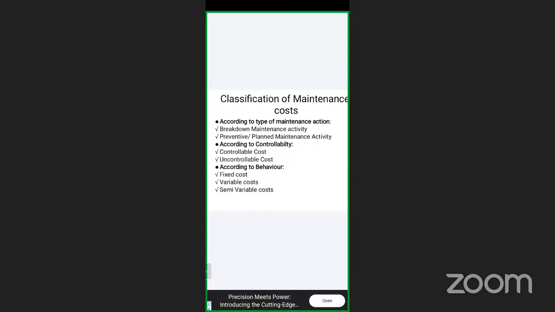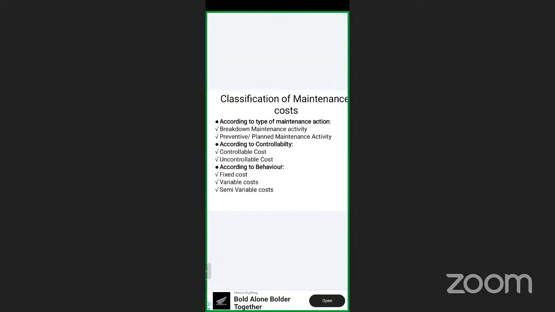Based on controllability, there are some costs which are in our control. We can control it, we can avoid it. There are some costs which are uncontrollable. We don't know the reason. Suddenly some breakdown has happened and we really can't avoid it, or we don't have the scientific logic behind that breakdown. Our research and development hasn't gone to that level that we are able to identify the reason. So those are uncontrollable costs, where you don't have control over it, and if you have control over the cost, those are known as controllable costs.